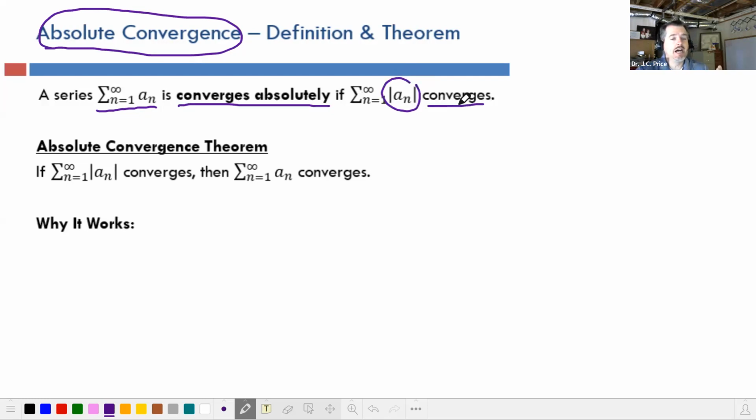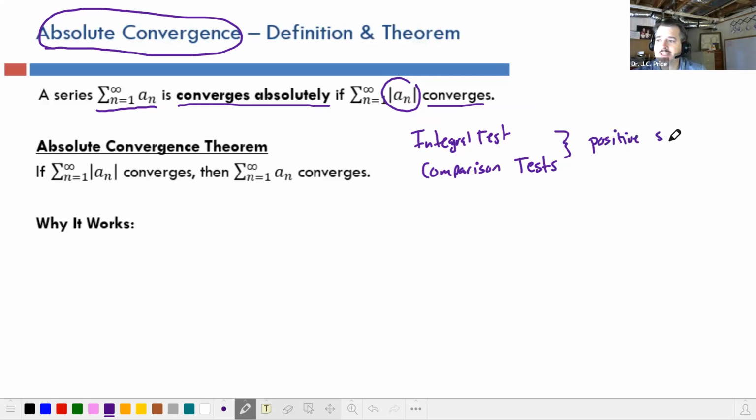The idea is that we've been working with series that always have positive terms. If you look back at the integral test and those comparison tests, there are two of them, the comparison test and the limit comparison test, they both have one restriction. The series has to be positive. So we're looking only at positive series.